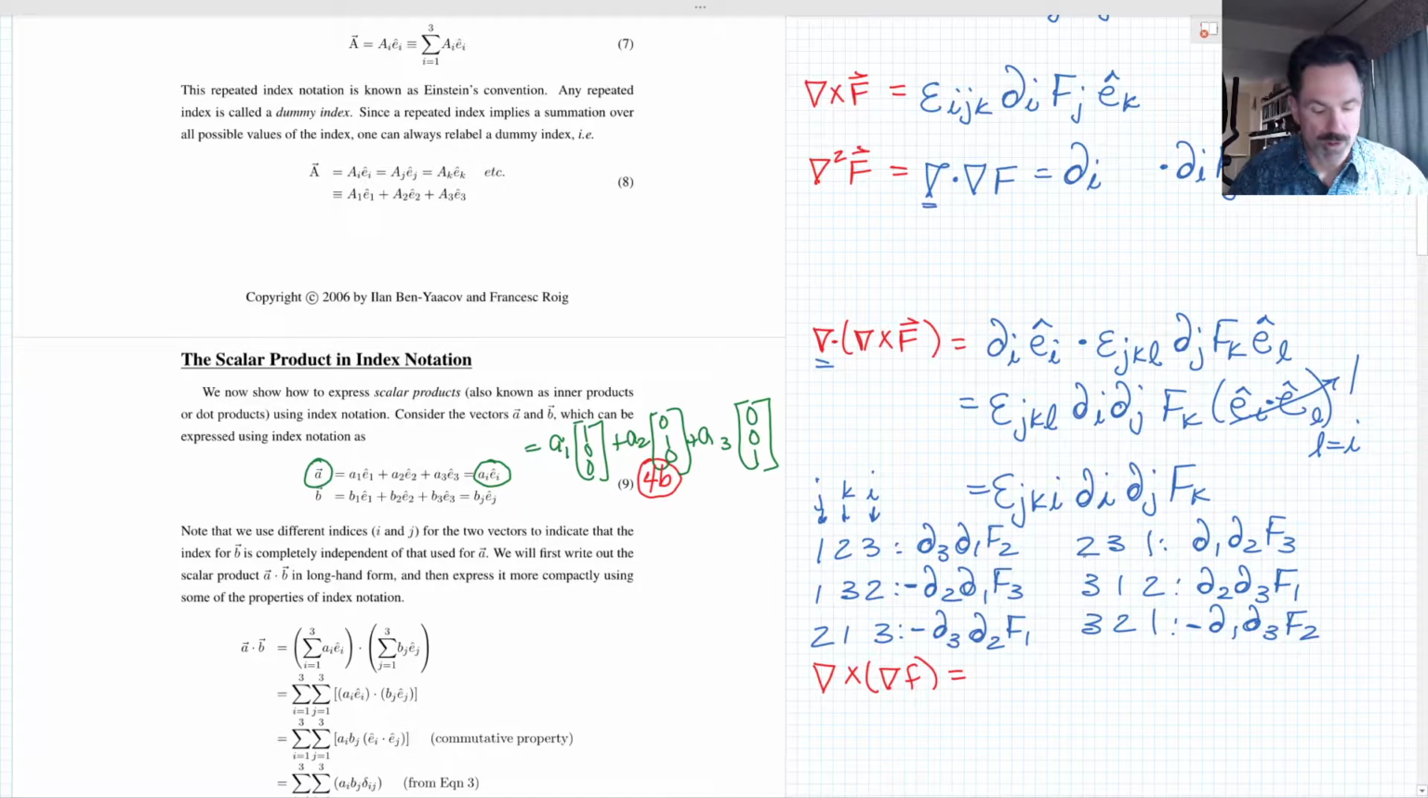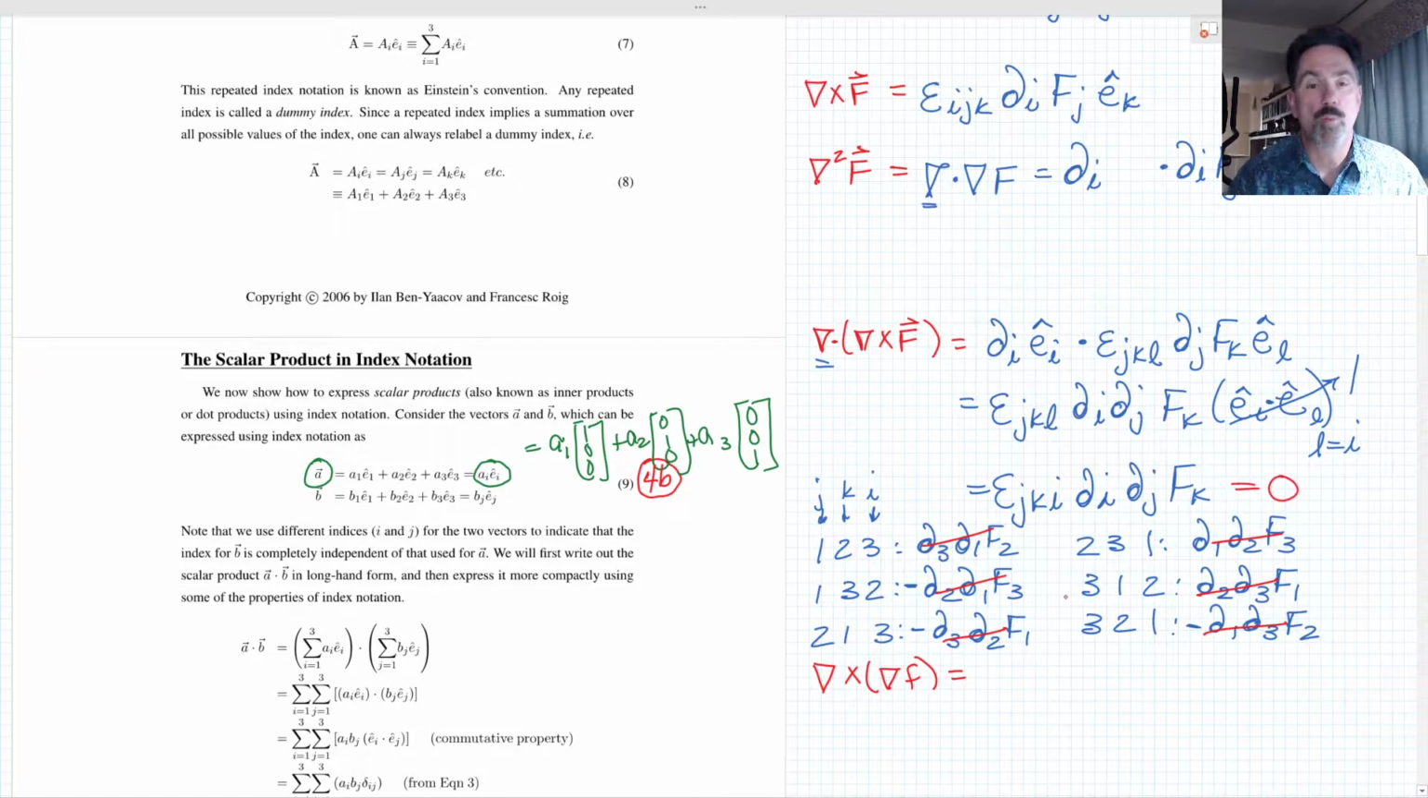And then here's what I want you to recognize: as long as F is sufficiently smooth, which was part of our assumptions for these problems, then I have a partial 3, partial 1, F2, and a negative partial 1, partial 3, F2. Those things are equal but opposite signs, so they cancel out. And then here's a partial 2, partial 1, F3, and here's a partial 1, partial 2, F3. Those are equal and opposite signs, so they add to 0. Similarly, these add to 0, and the result is this whole thing is equal to 0.